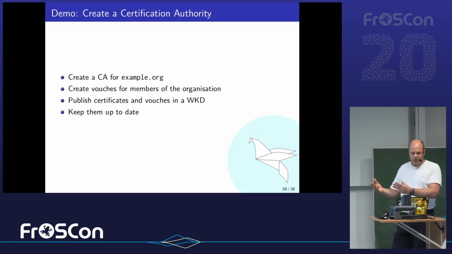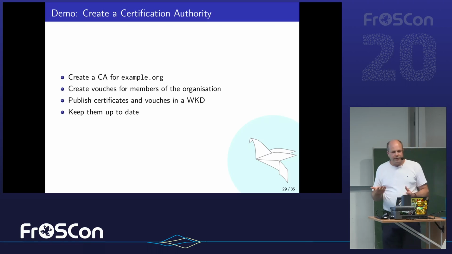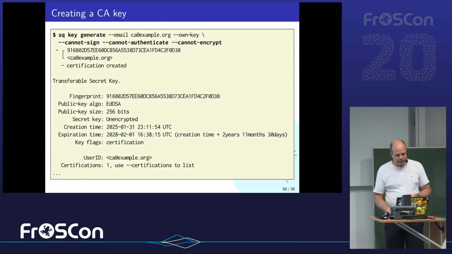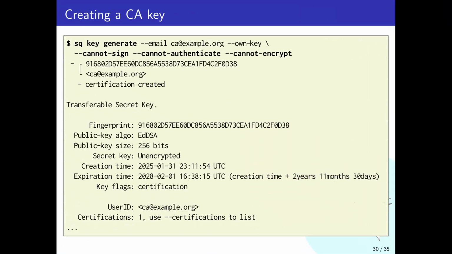Okay, so we create the vouchers, and then we want to be able to publish the certificates and the vouchers in a WKD, a web key directory, and maybe on key servers as well. And we want to keep them up to date, of course. So how do we create a CA key? Well, it's again sq key generate.